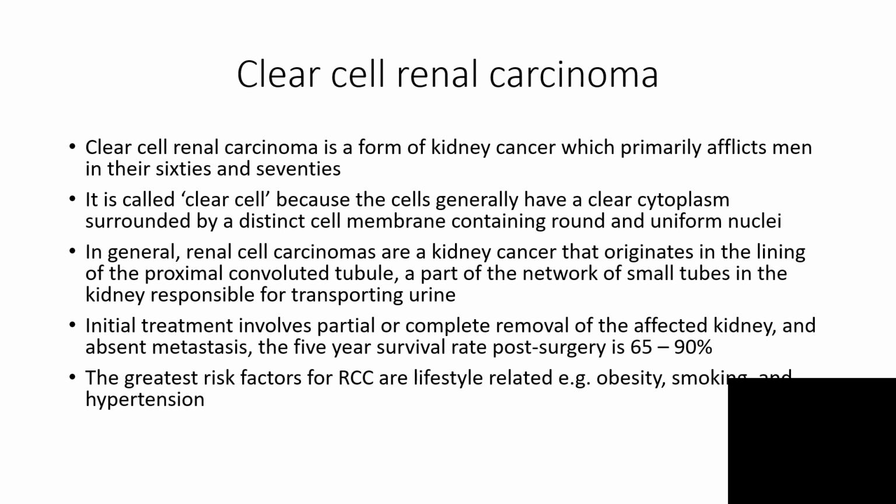Now, in general, renal cell carcinomas are a kidney cancer that originates in the lining of the proximal convoluted tubule, which is a part of the network of small tubes in our kidneys responsible for transporting urine. Initial treatment for this cancer is generally pretty successful. It involves either partial or complete removal of the affected kidney, and in most cases, at least in stage 1 and stage 2 cases, the 5-year survival rate is very good. It's between 65 and 90%.